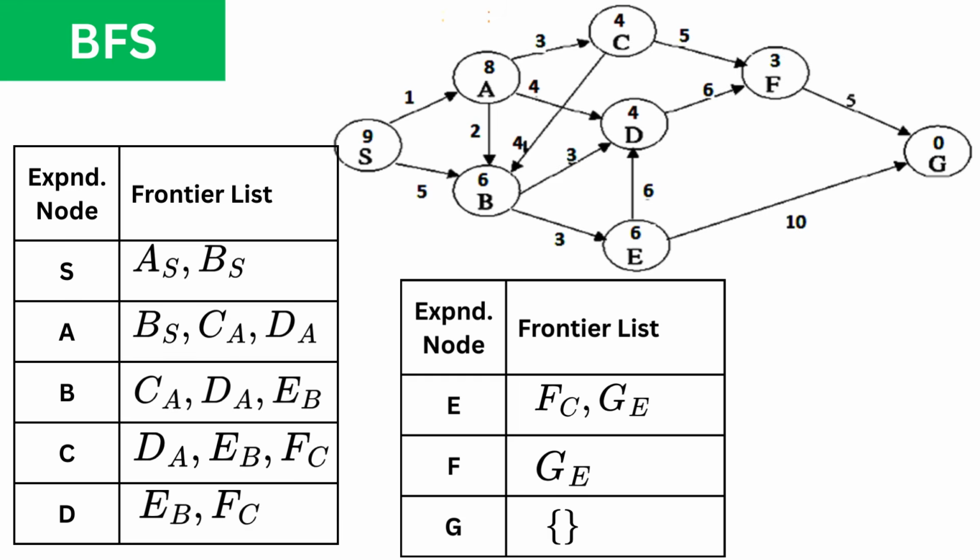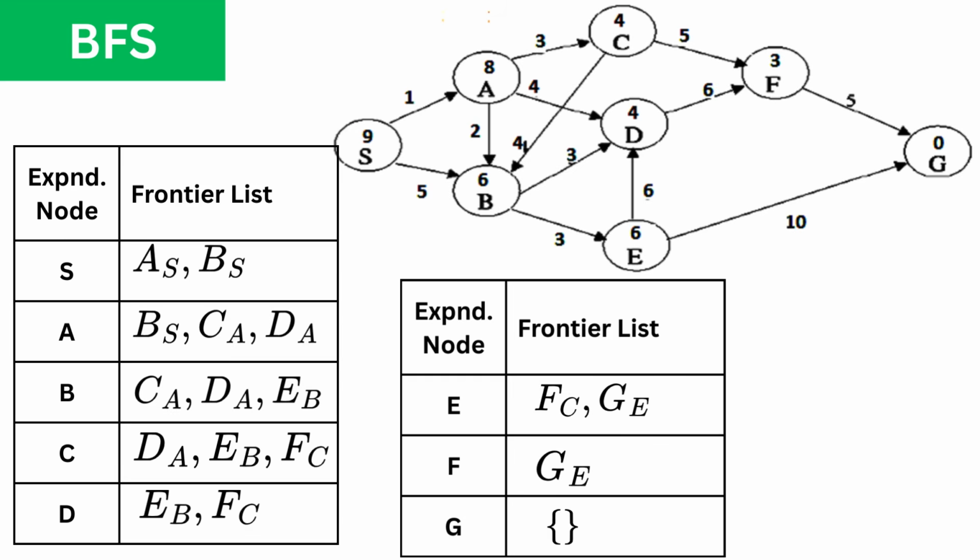So here is the working of the BFS algorithm. From S we will get A and B. We will insert A and B in the queue. A will come first and we will explore the children of A, that are C, D and B. B is already in the list. We will append C and D.